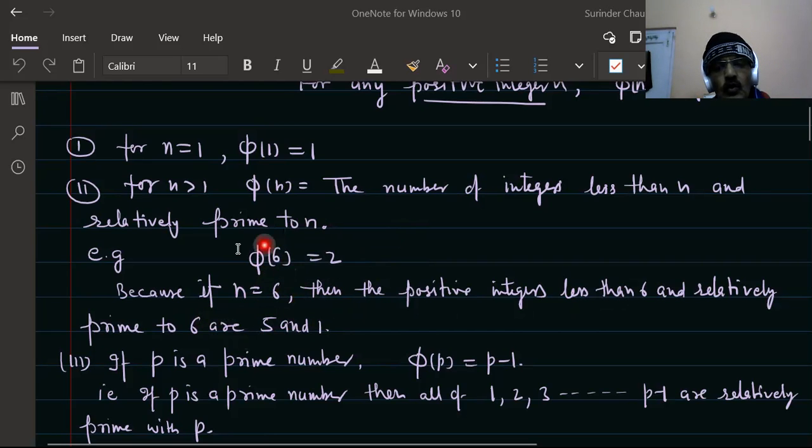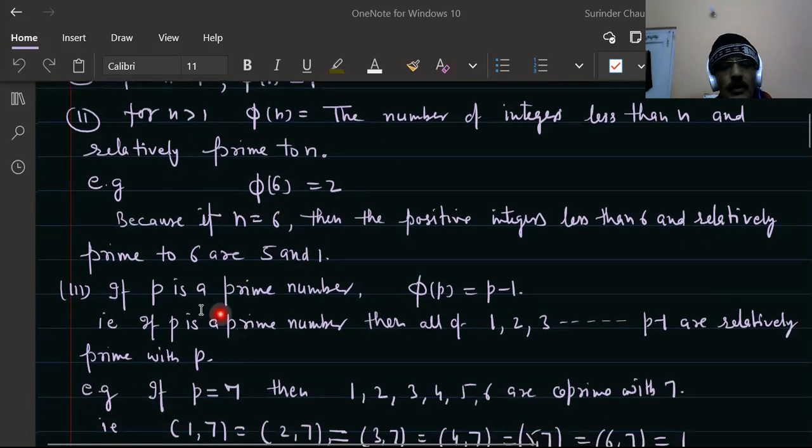Therefore, how many integers less than 6 are relatively prime to 6? They are only 2, 1 and 5. So phi 6 will be equal to 2. Now, if n is a prime number, prime numbers are those numbers which are divisible only by themselves or by 1. Therefore, phi p will be p minus 1.